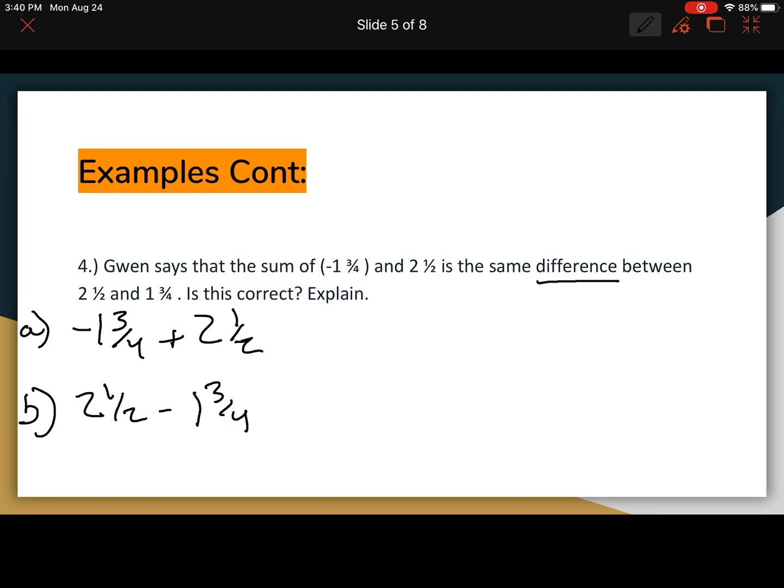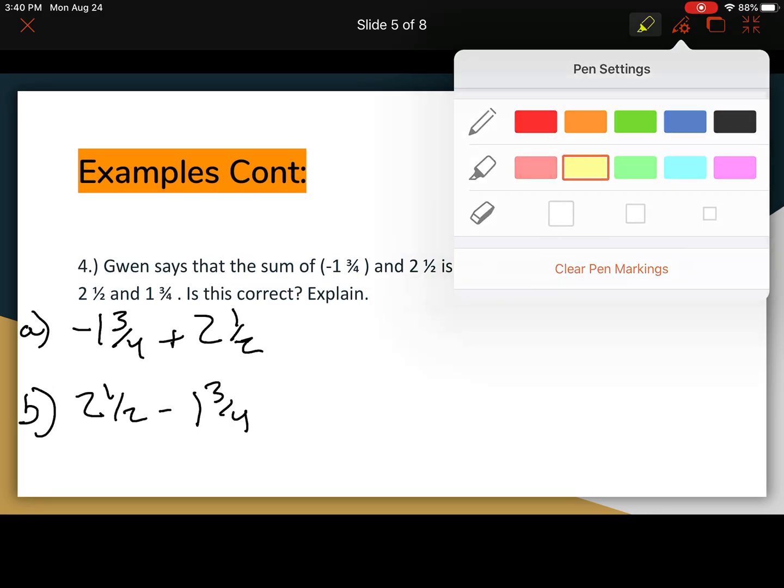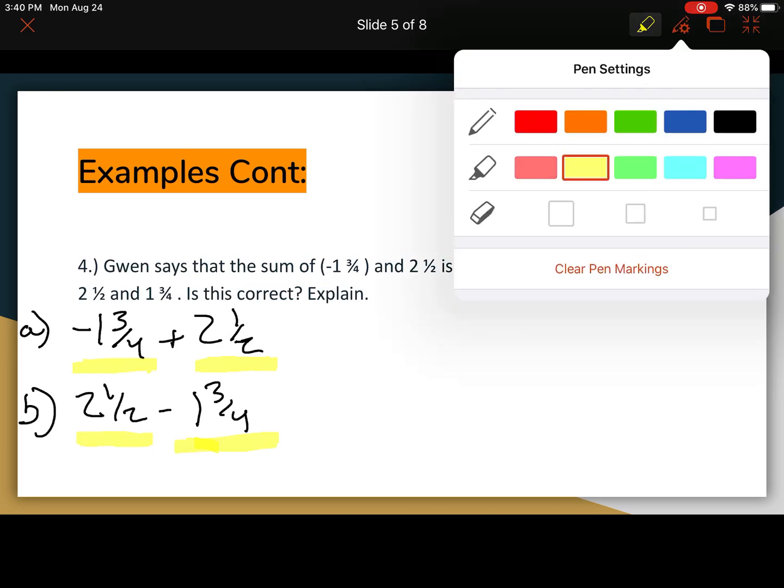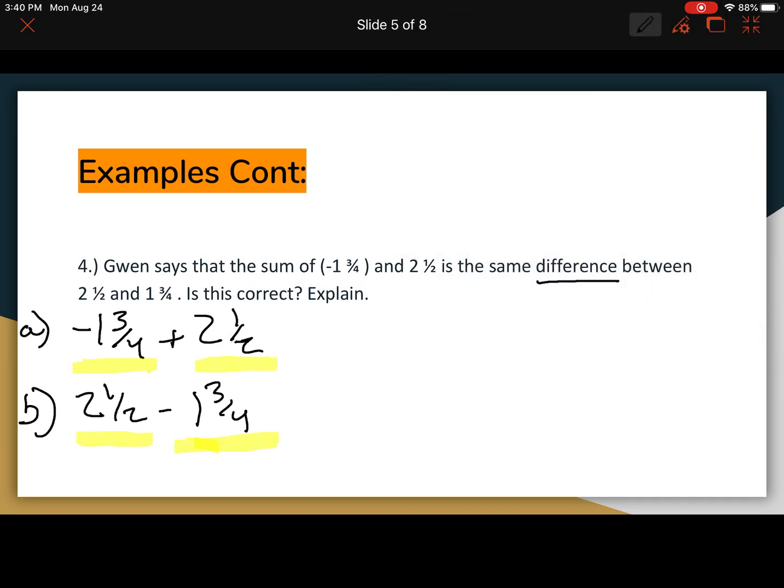Well, let's think about it. In our first one right here, we have a 2 1/2, a positive 2 1/2. We have that in both equations, right? And then also in both occasions, we have a negative 1 3/4. Alrighty, so would these values be the same? Well, if we have the same values in both equations, but the order is changed, then yes, they would be the same. And if it might make it a little bit easier, we can substitute this with its additive inverse.